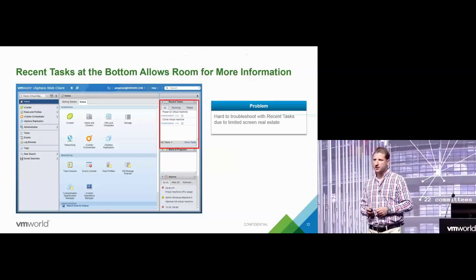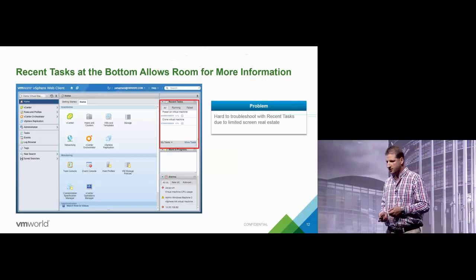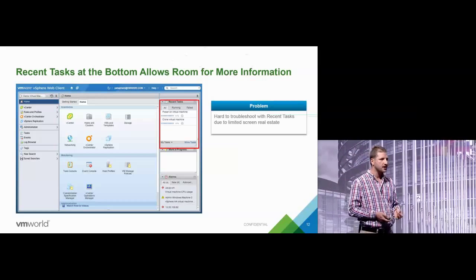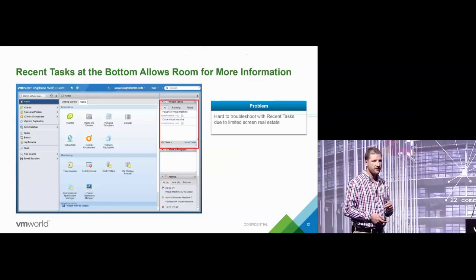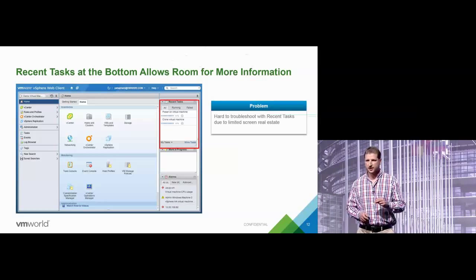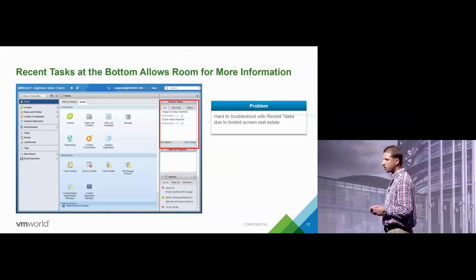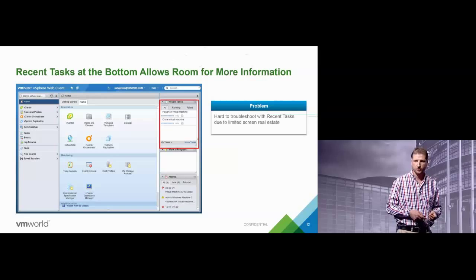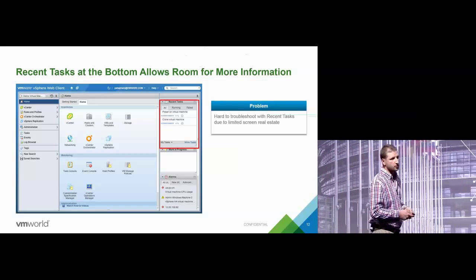Now, the next improvement that I'm going to talk about in vSphere 6 is my favorite, and it's because from an engineering perspective, it's a pretty simple one, but it does bring a lot of customer value. So in vSphere 5.5 and previous versions, there was a twofold problem with the recent tasks. First, they were hard to troubleshoot because of the limited real estate and limited data provided for the recent tasks. Second, they simply weren't placed where you expected them to be.